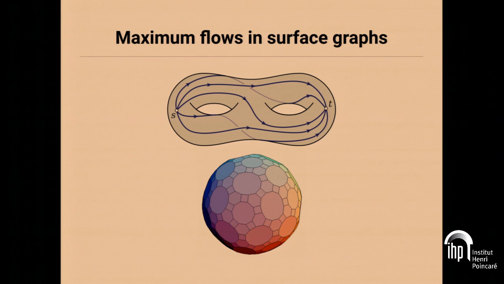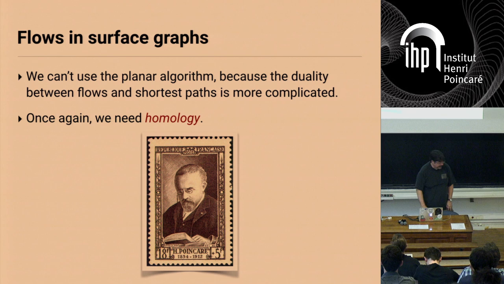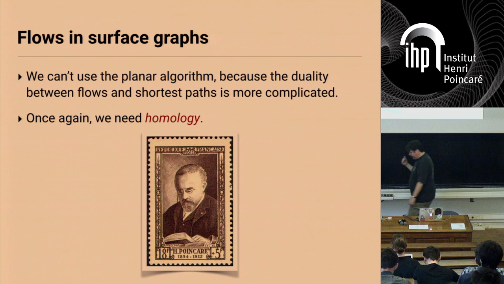Let's say, in the 5 more minutes left, I'm going to show you a bunch of pictures about how flows work in higher genus surfaces. Again, it's homology. And what happens in planar graphs is essentially we're guessing the value of the flow. We start at 0 and we increase it until something breaks. There's a one parameter family of flows that we need to investigate.